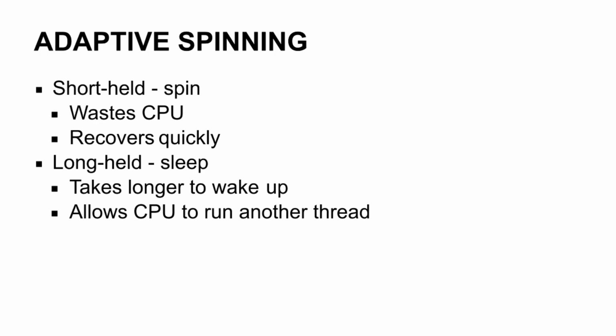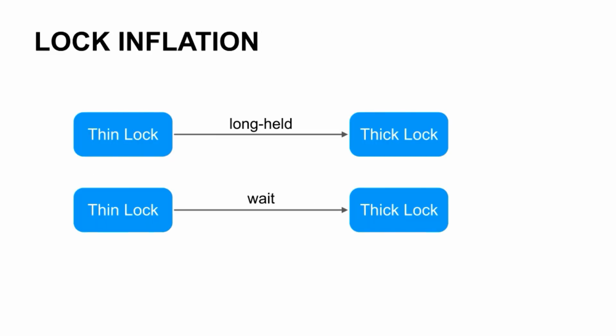Well, it can do something called adaptive spinning. The idea is, if a lock is short-held, spinning is a better strategy. While it wastes CPU, it allows us to recover quickly and take the lock as soon as it becomes available. However, if the lock is held for a long period of time, it's a bad idea to burn all that CPU. It's better to let the OS take responsibility and wake up this thread when the lock becomes available. It'll take longer to wake up, and in the meantime, the OS can allow another thread to run on this CPU instead. This happens through a process called lock inflation.